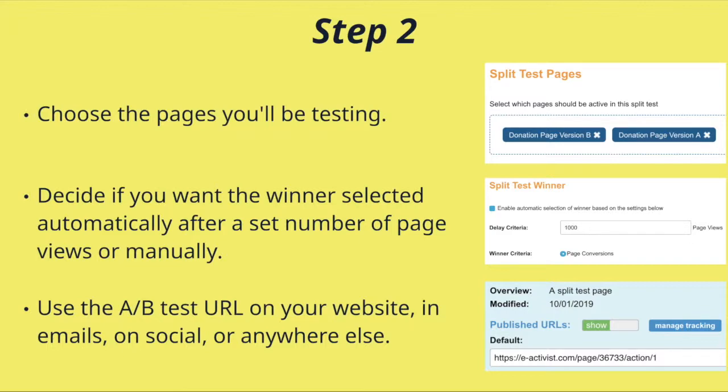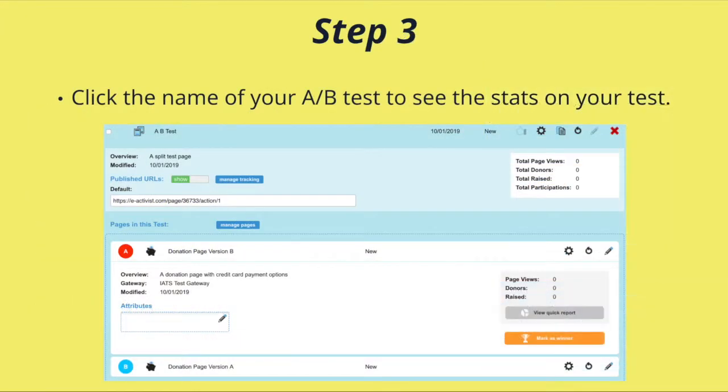Maybe you're looking for the highest number of gifts, or maybe you're looking for the highest average gift, but this way you can see those statistics and see how they're performing. Just click the name of your A/B test. It'll drop down, and you'll be able to see stats. You'll see that there is a button that says Mark as Winner. If you want, you can manually set the winner. Like I said, Ian can also automatically select the winner for you based on your criteria, but you'll be able to see all of the reporting on each page that's in your A/B test.